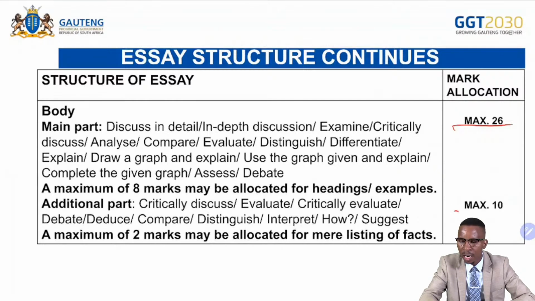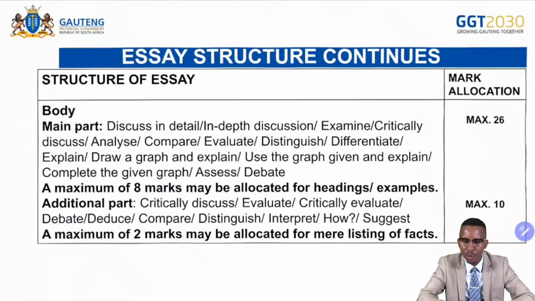And then we have an additional part for 10 marks where you need to provide answers in full sentences, a minimum of 5 full sentences. You don't list in there, and you don't give examples. You must provide full detailed information if you answer this one.